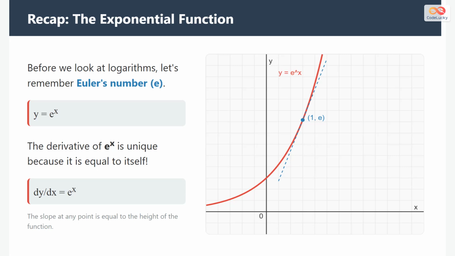First, let's quickly review the exponential function. y equals e to the x. This function is special in calculus because it is its own derivative. As you can see on the graph, at any point on the curve, the slope of the tangent line is exactly equal to the value of the function itself. For example, at the point (1, e), the slope is also e.